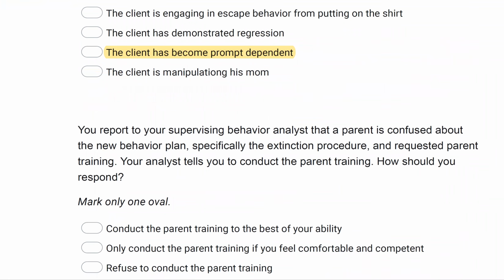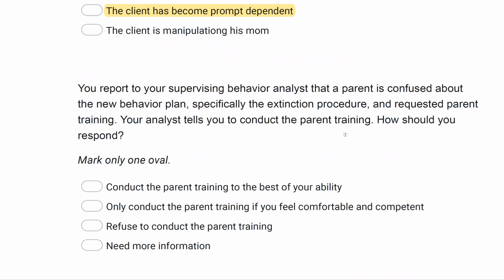You report to your supervising behavior analyst that a parent is confused about the new behavior plan, specifically the extinction procedure, and requested parent training. Your analyst tells you to conduct the parent training. How should you respond? So you're in a situation as a technician, right, where if they ever say you, by the way, you have to assume that you're a technician unless otherwise specified, right?